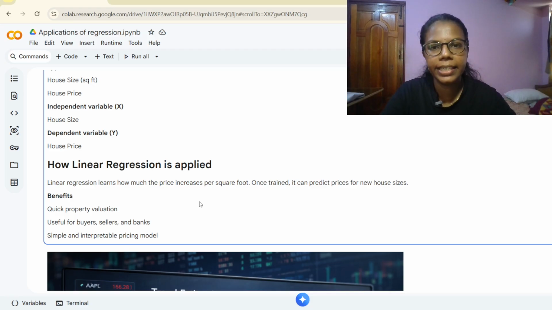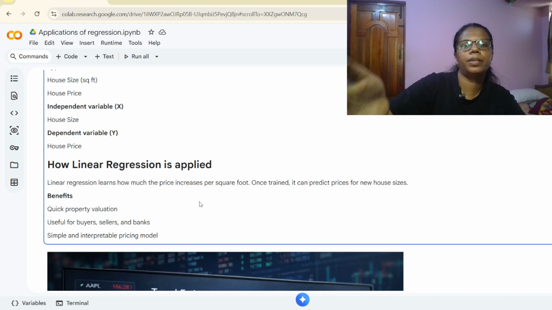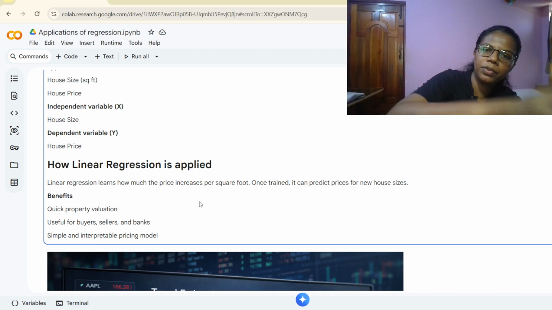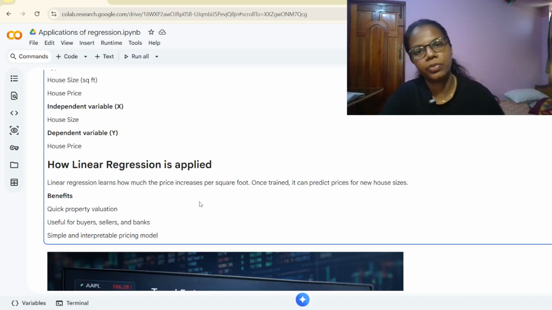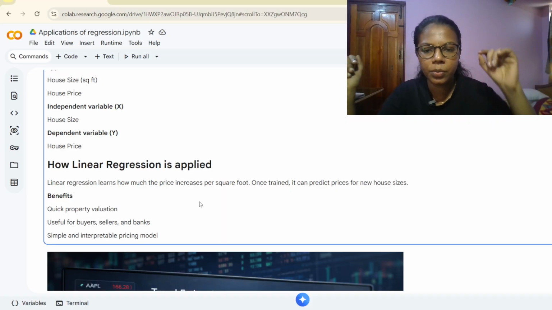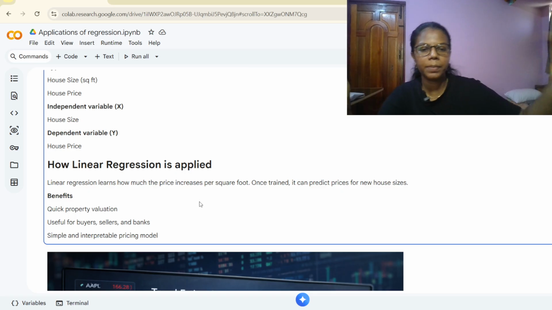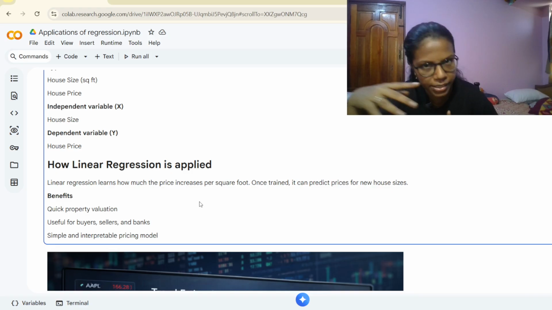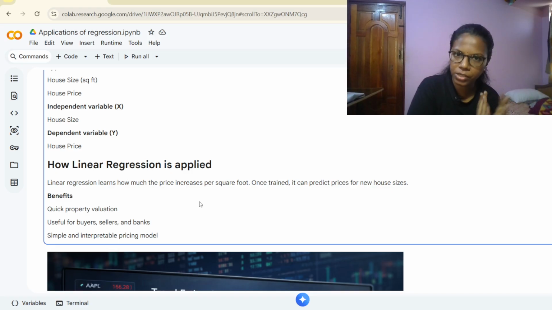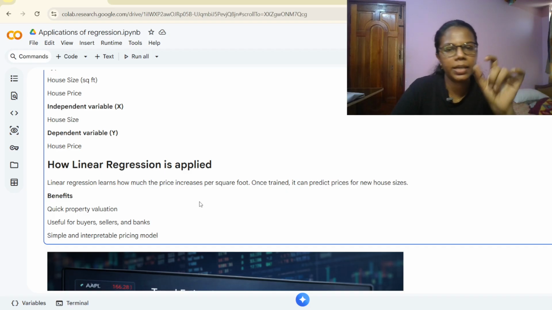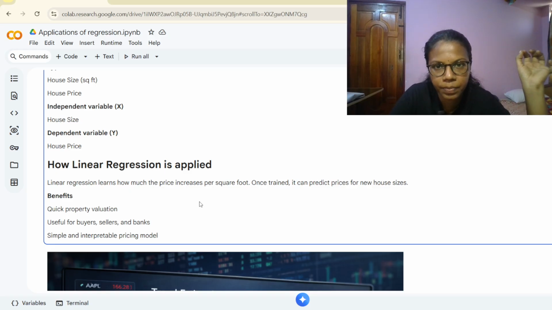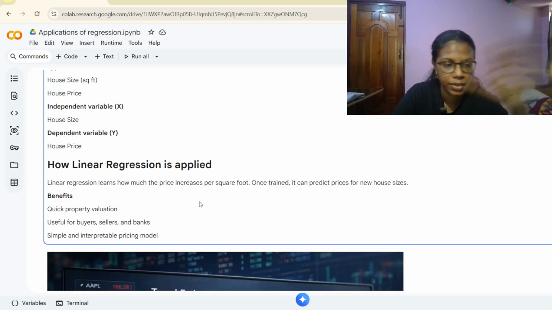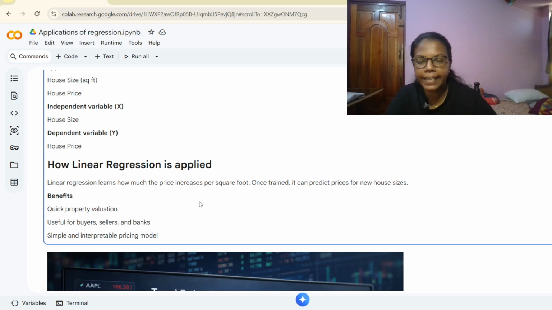We know very clearly linear regression is an algorithm. If an independent variable increases, the dependent variable will also increase. So if the size of the house increases, the cost of the house will also increase. Once I train my model, it can predict prices for new house sizes. If I am working as a seller and I'm getting so many houses for sale, I'm just entering the size of the house, or data like how far away it is from the city, how many rooms are there.